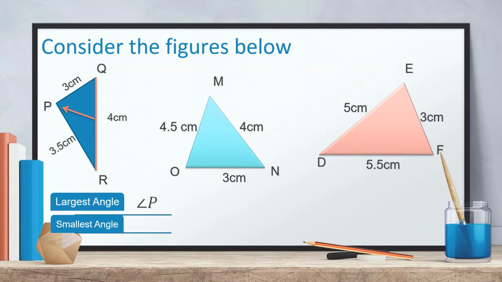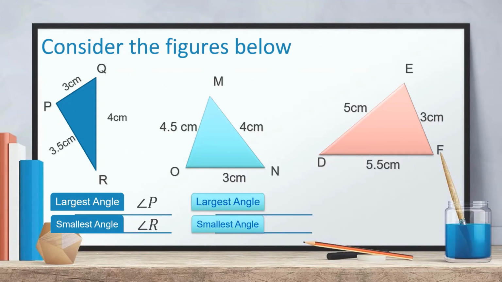And then, to identify the smallest angle, hanapin naman natin yung shortest side. So, in triangle PQR, ang shortest side natin ay PQ. And the angle opposite PQ, which is angle R, is now the smallest angle. Okay, so next figure on triangle MON.